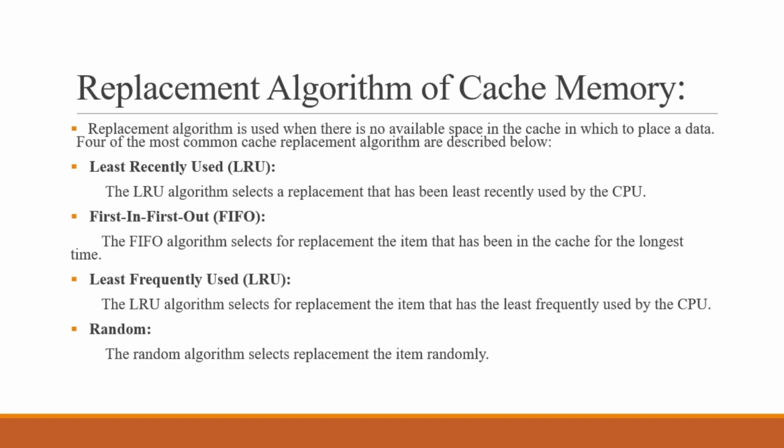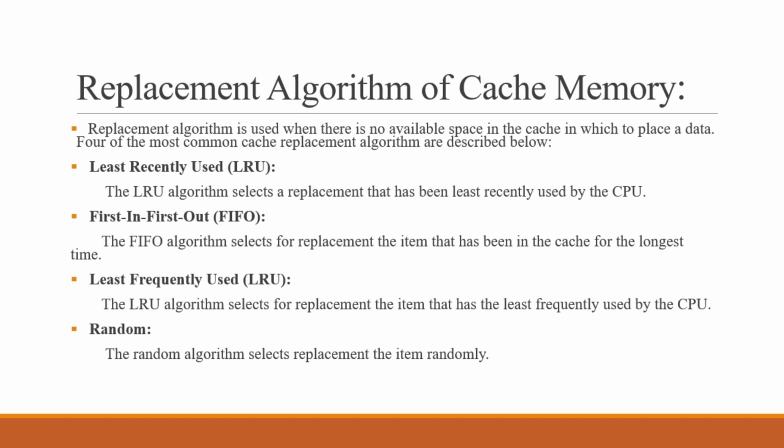Replacement algorithm of cache memory. When a cache memory is full and a new data atom needs to be added, the cache replacement algorithm decides which atom should be evicted from the cache to make space for the new atom. So here are some of the most common cache replacement algorithms. The first is least recently used. This algorithm evicts the least recently used atom from the cache. It works on the assumption that if an atom hasn't been accessed for a while, it's unlikely to be accessed in the near future. The next is FIFO, that is first in, first out.